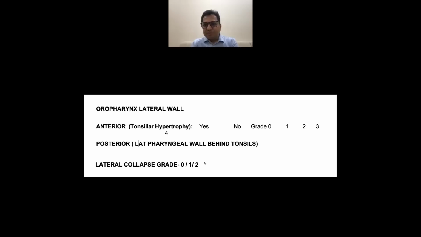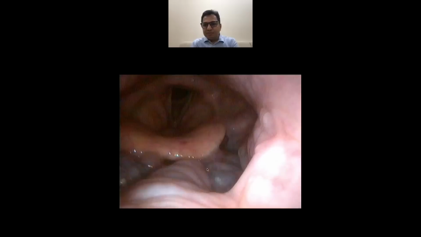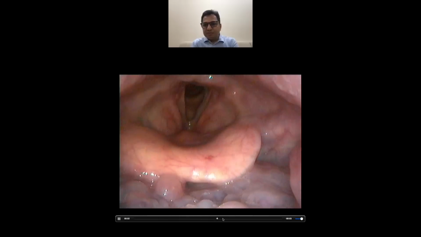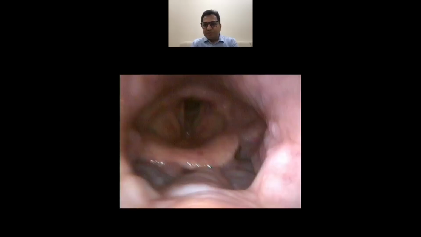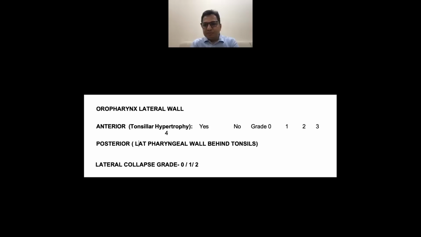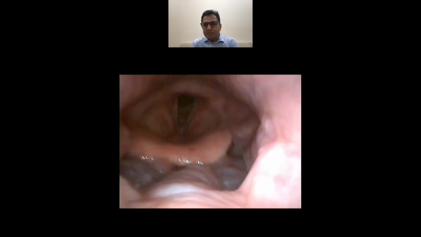So now coming to the oropharyngeal part. The oropharynx again has a lateral wall, which is anterior and posterior. So anterior, I'll just show you, and lateral collapse grade 0, 1, 2. So now this is the hypopharynx, oropharynx. Now when you see this, the tonsil is in the anterior part of the lateral wall, and the palatopharyngeus is in the lateral pharyngeal wall behind the tonsil.